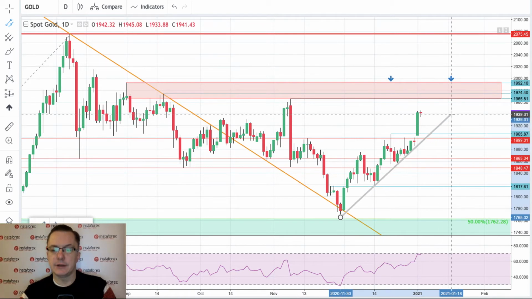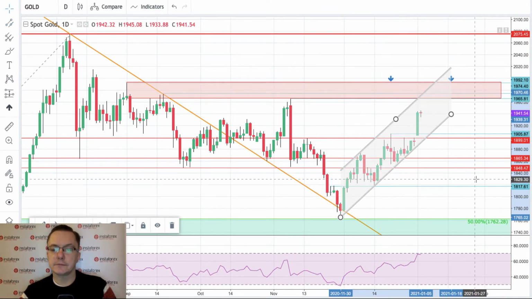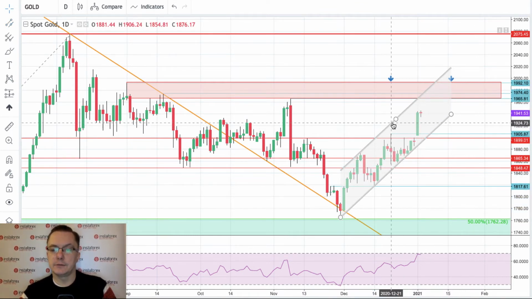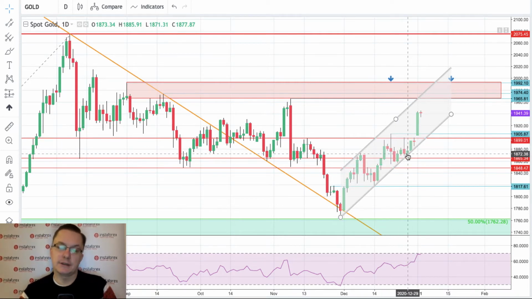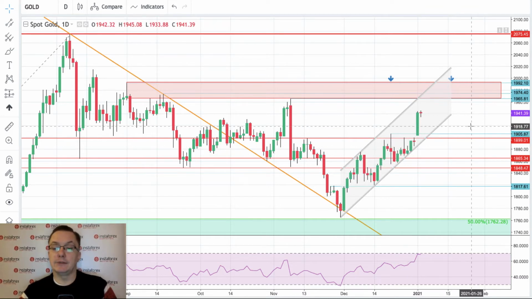Yes, we are trading inside of the channel. Look at this lower trend line, and if we just put the upper trend line, we can see that the market is just as in the spot gold. Market is trending inside of the channel. 1, 2, 3 bounces from the channel line. That's perfect. So as long as we're trading inside of the channel, the outlook is bullish.